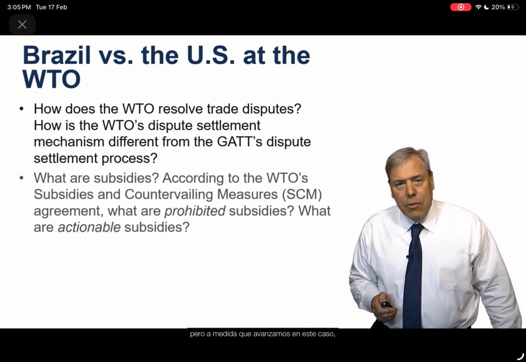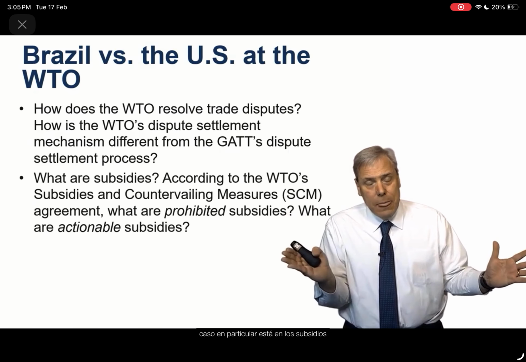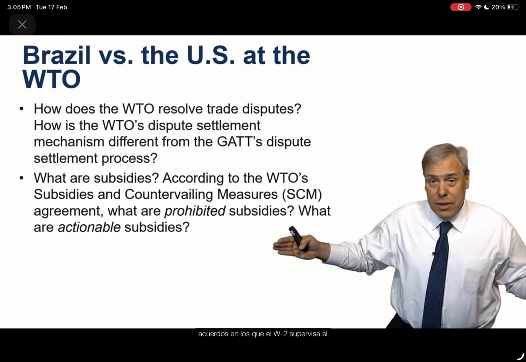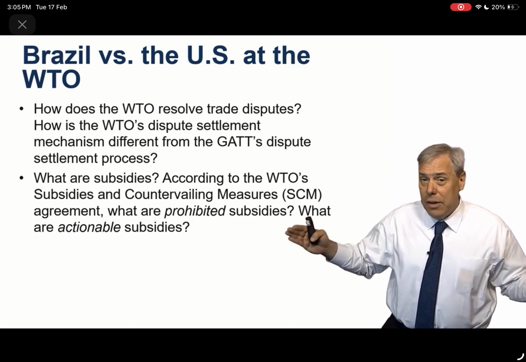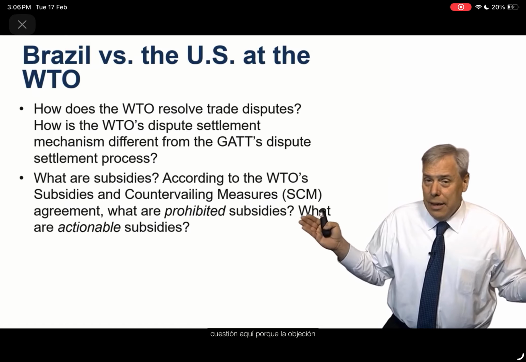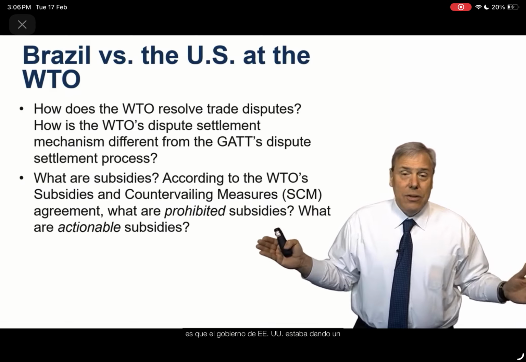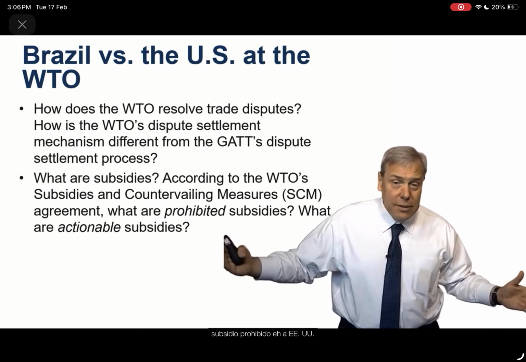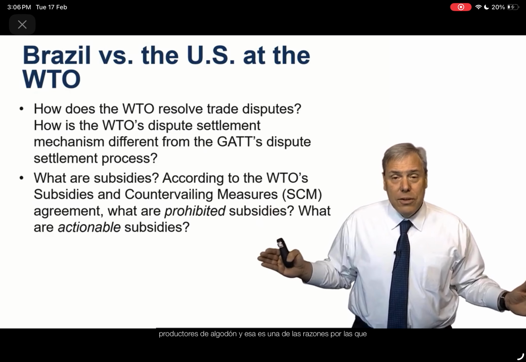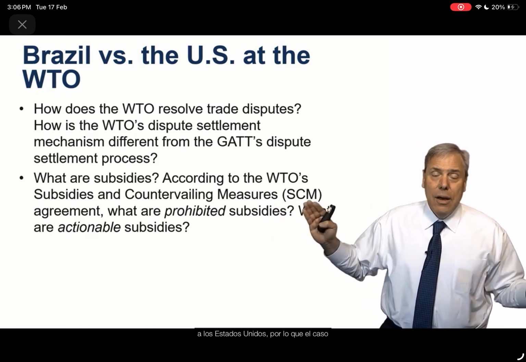But then as we go along in this case, you'll see that the focus of this particular case is on subsidies. And in particular, you'll see that one of those agreements that the WTO oversees, the Subsidies and Countervailing Measures Agreement, is specifically what is at issue here, because the Brazilian government said that the U.S. government was giving a prohibited subsidy to U.S. cotton farmers, and that is one of the reasons it was very difficult for Brazilian cotton farmers to export their products to the United States.